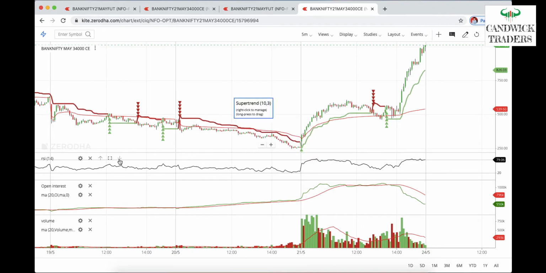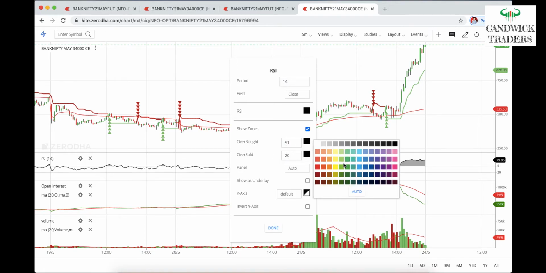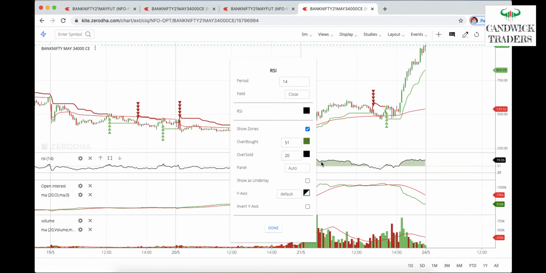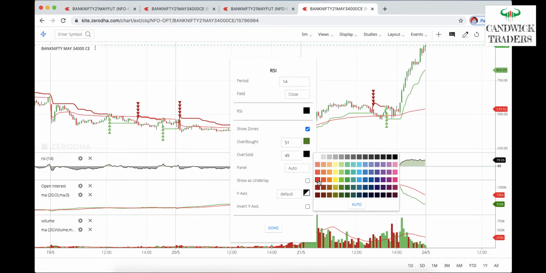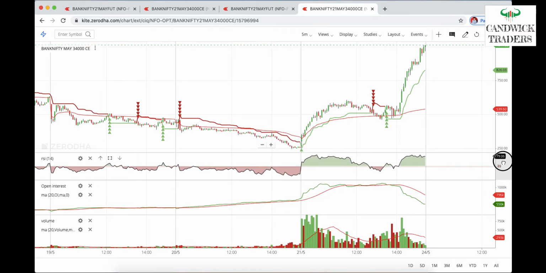Then the RSI setting. Make 50 the oversold level. It is for indication purposes only, not any specific reason with this. So to get a clear view of what RSI is telling us, I've given 51 and 49, just a 1 point difference, that's it.